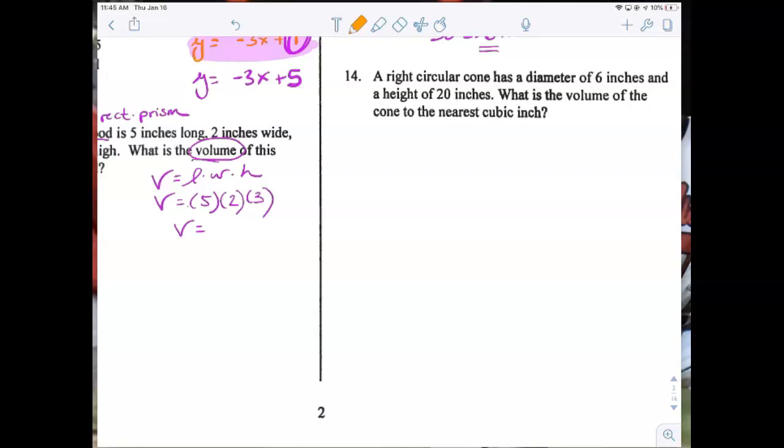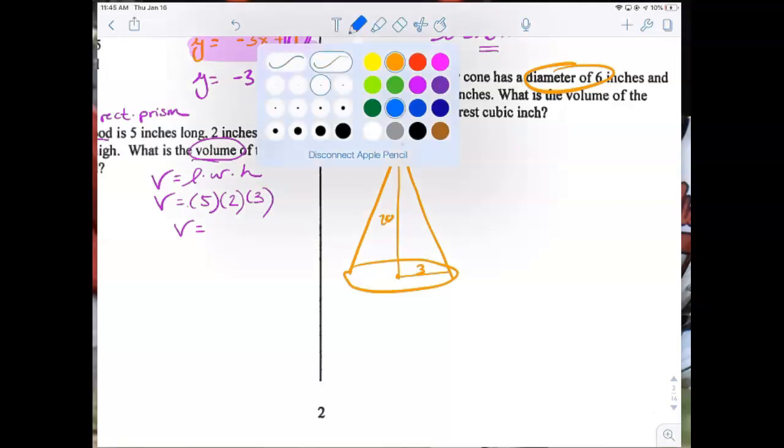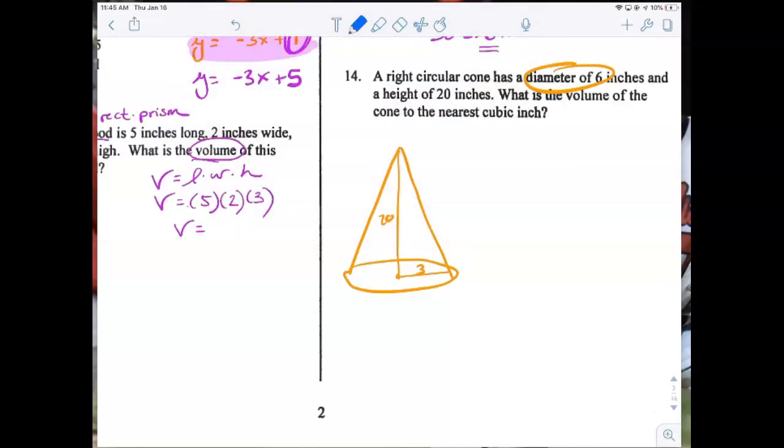All right, so a right circular cone. Cones look like this. You're a better artist than me, probably. If the diameter is 6, remember the radius is 3. The height, it says, is 20. So if you go to that formula sheet, which we'll also give you on the midterm, you'll have a copy of that. Volume of a cone is pi r squared.